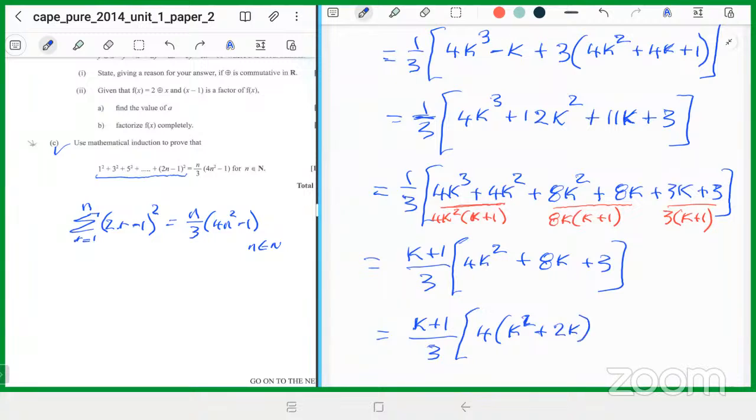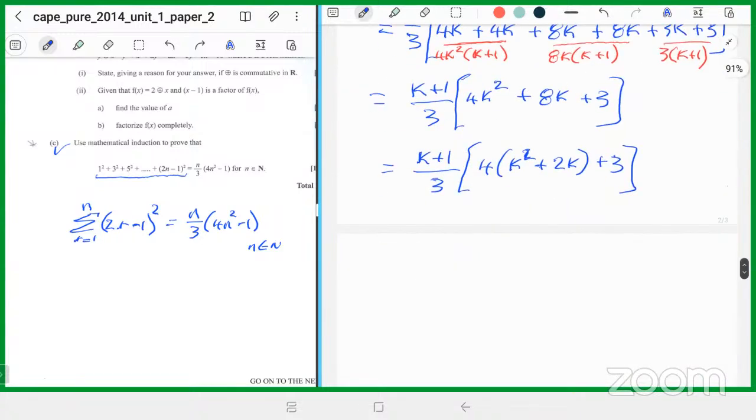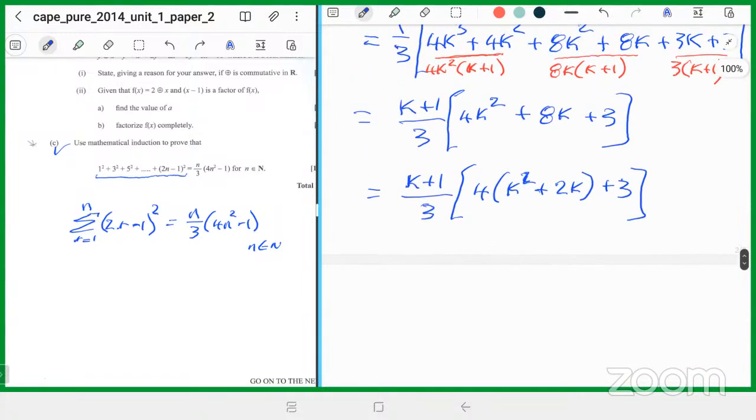Thanks. And then plus this 3. Plus this 3. So your algebra for good now, guys. Go on over to the next page. Then I'll complete the square inside here. So now complete the square. So I get k plus 1 over 3 into 4. Complete the square inside here.